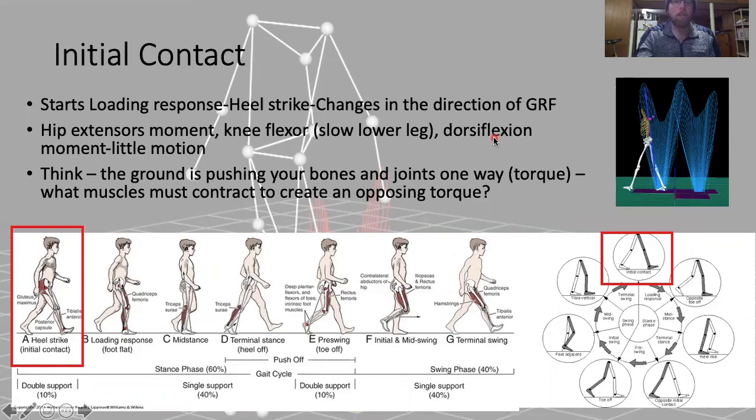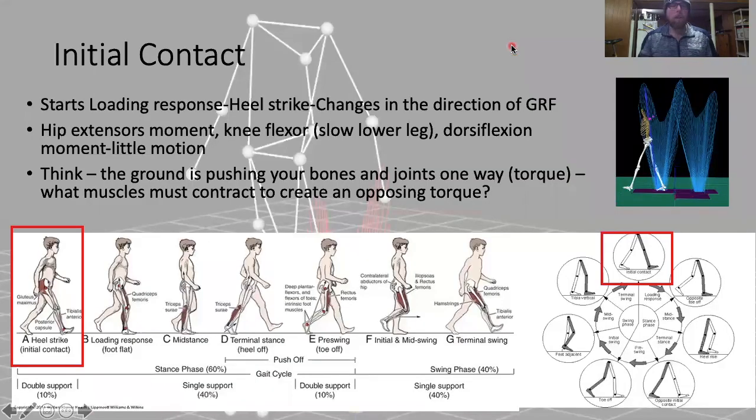So let's start with initial contact, right? We're in initial contact. We have a loading response of ground reaction force, right? The heel strike changes in the direction of, there it is. So we initially get a heel strike, right? We've gotten a heel strike and we have dorsiflexion at this point in time. The hip extensor moment, right? The hip extensor moment, knee flexor, and dorsiflexion moment, right? These are all meant to control as my leg lands.